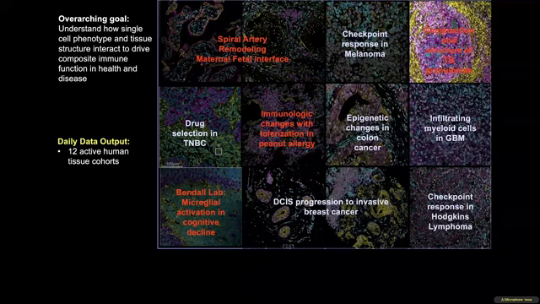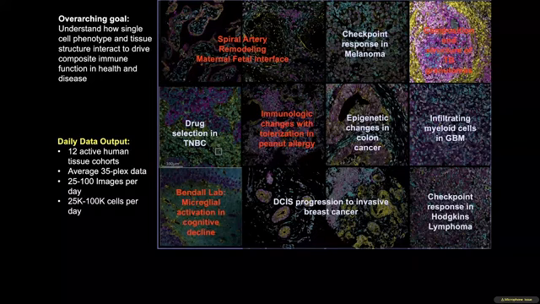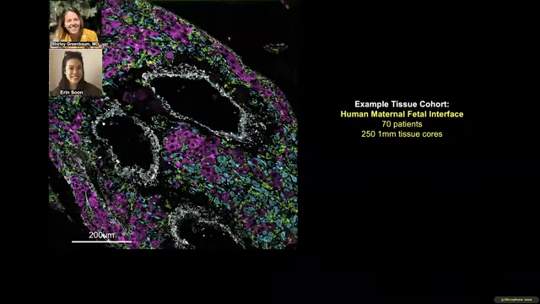So we have about 12 active human tissue cohorts that are being either optimized or validated and run at any given time. Most of the images that come out are around 35 plex data. On a given day, we're generating usually somewhere between 25 and 100 images. Those images in total have up to 100,000 cells. So that ends up being a very rich and diverse data set that needs to be matched with pretty robust automated computational tools.